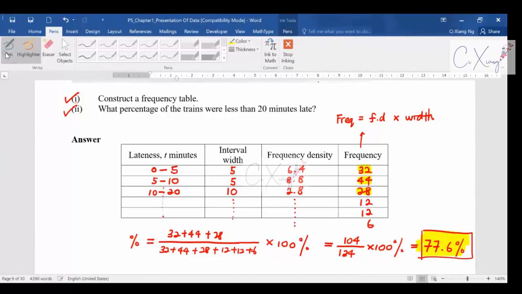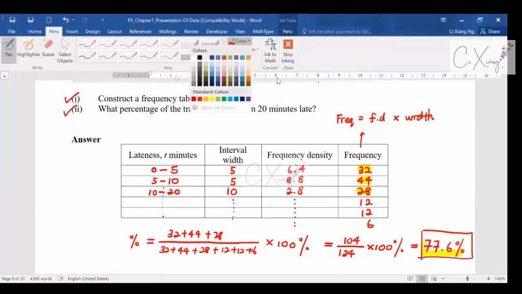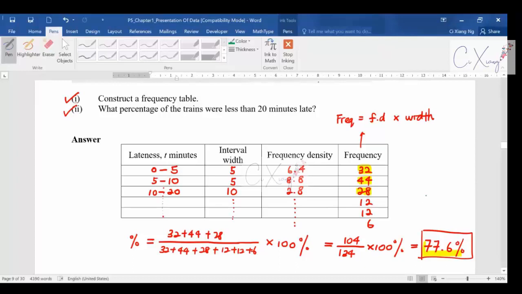So maybe some of the students will say, why should I write it as 77.6? Can I write some other answer? Like if I press the calculator, I get 77.61, or maybe you write 78%. Or maybe some students say, can I write 77.612%? More accurate, more decimal places means more accurate. If you write any of these answers, all of them are wrong. The only correct answer is 77.6.